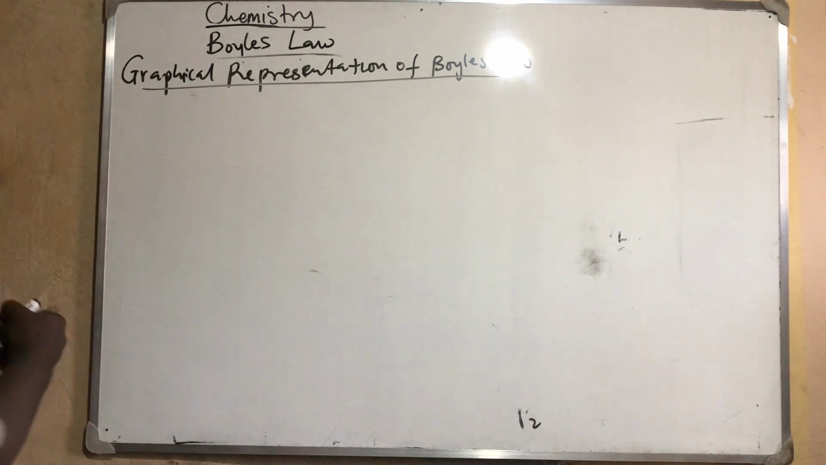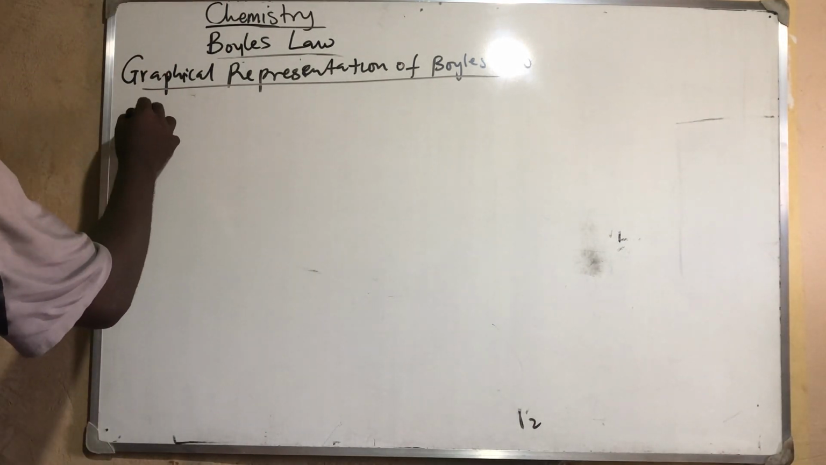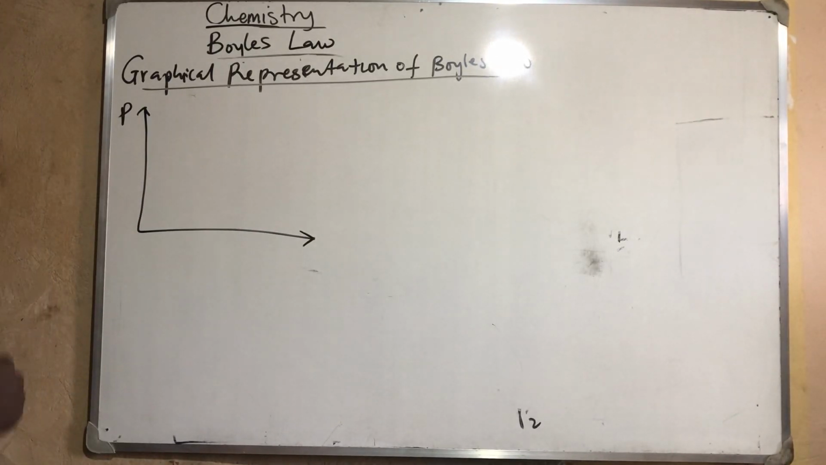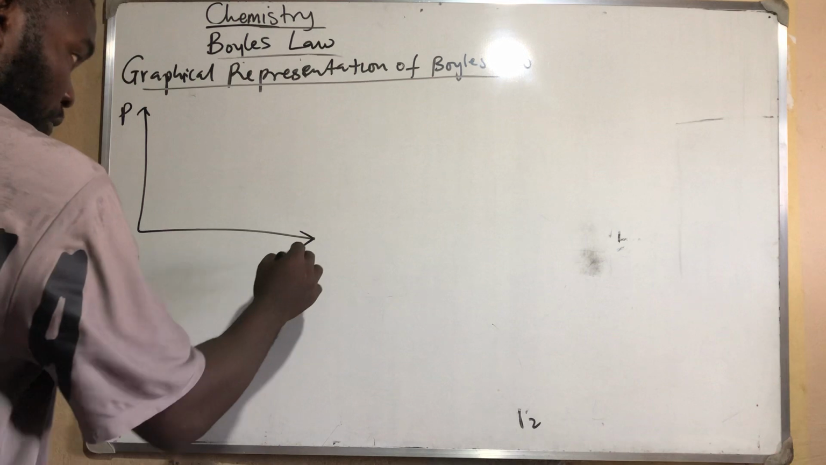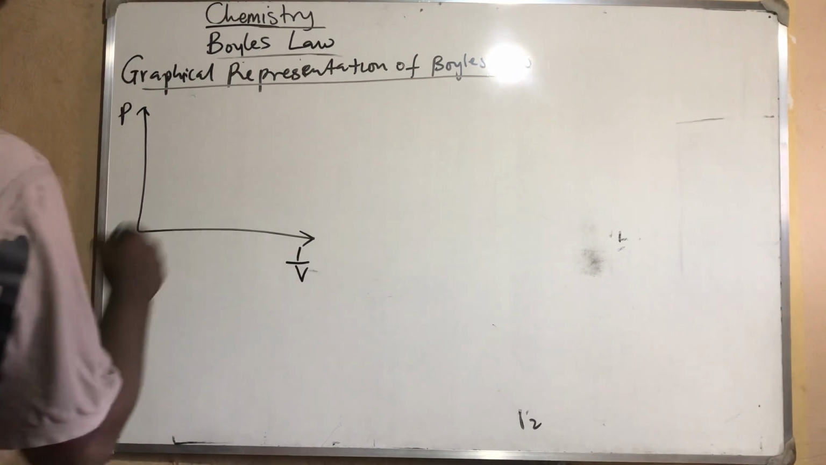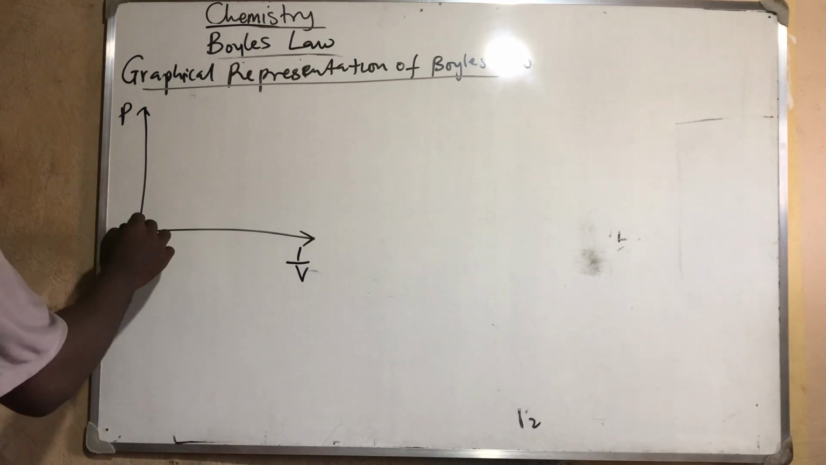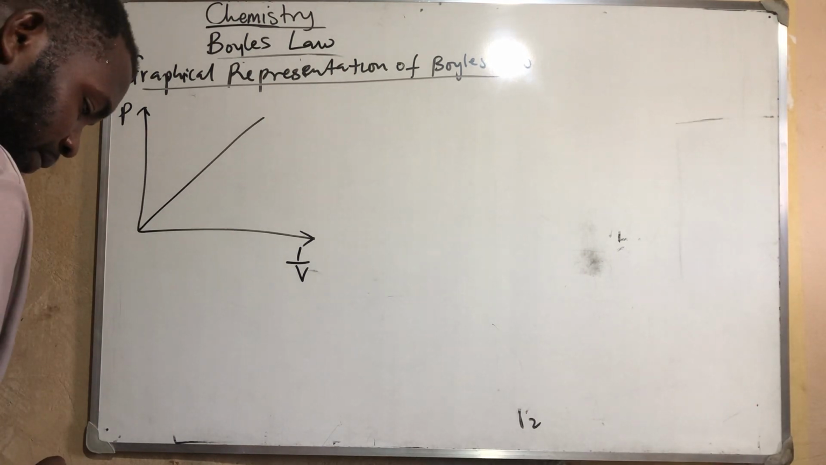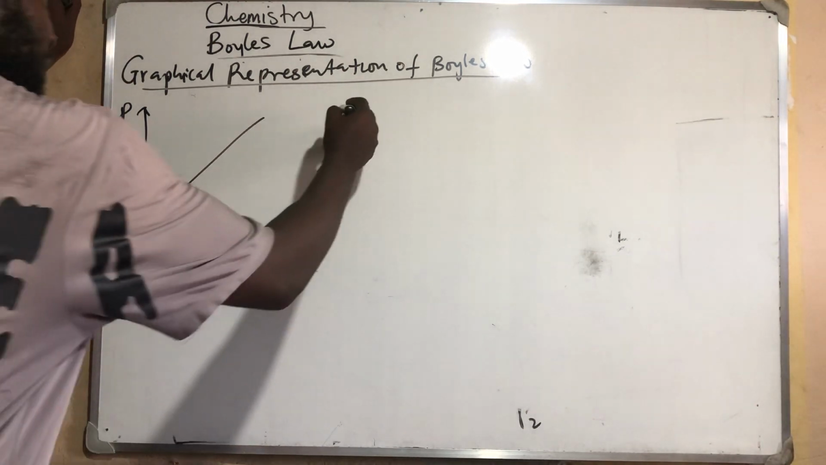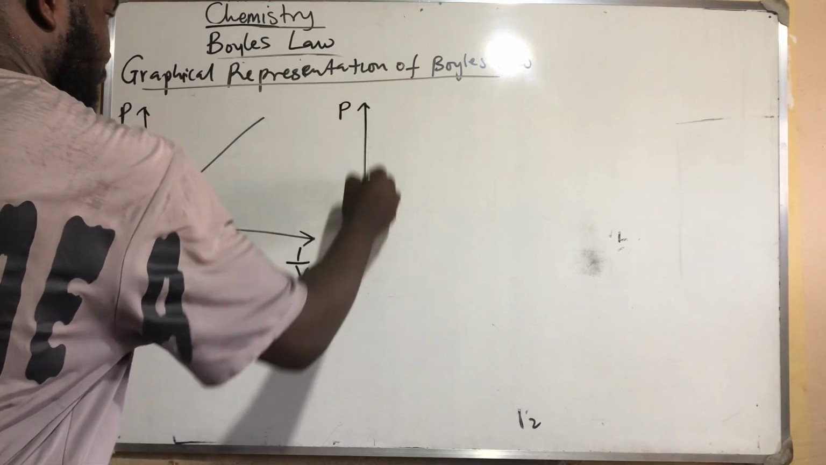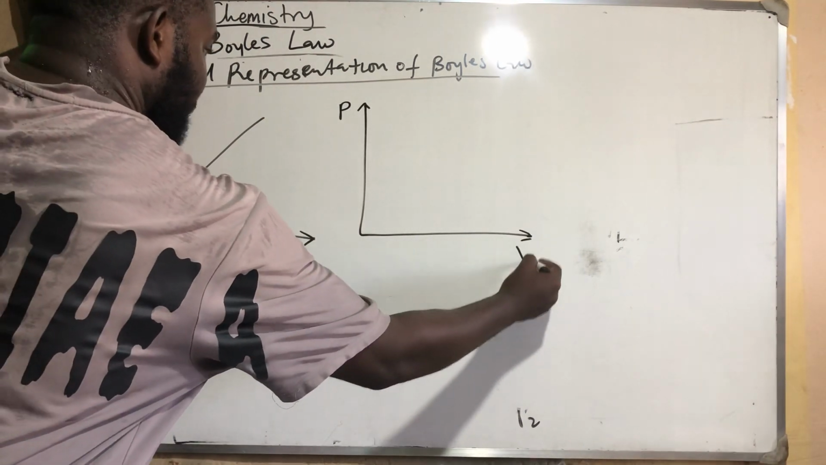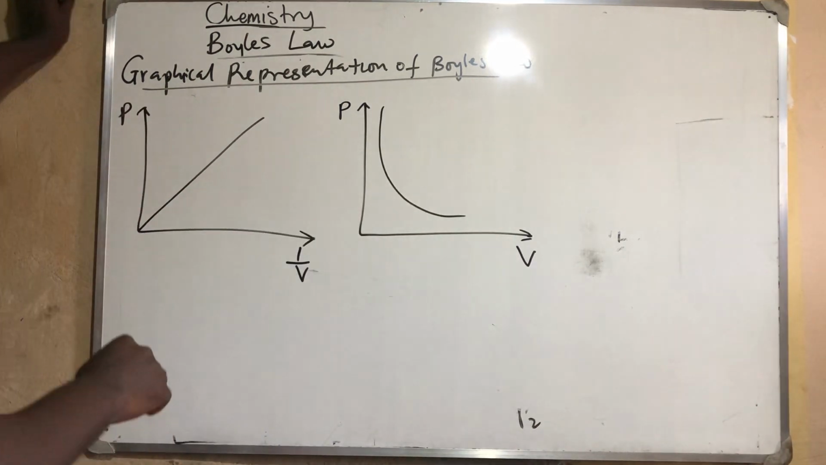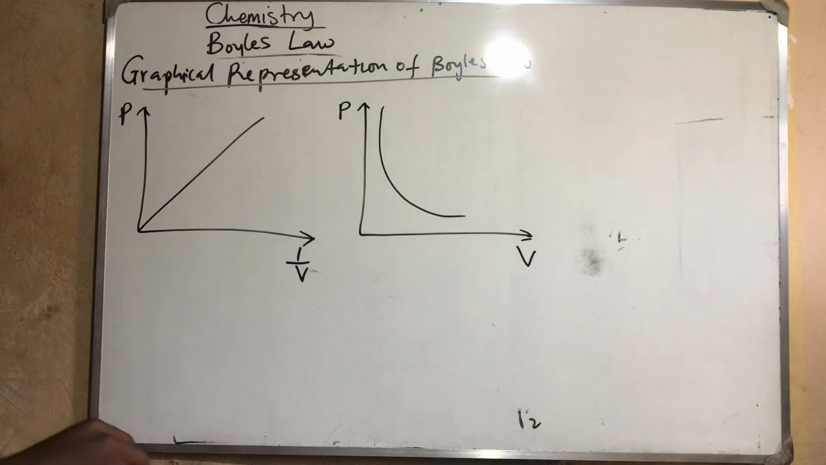Now, look at how to represent Boyle's law. You have your P against V. Your P is here, and then your 1 over V, inversely. Don't forget, 1 over V. If it is like this, it is a straight line graph. But if you have P and V like this, then it's going to be something like an L like this. Okay, so you need to take note of it.